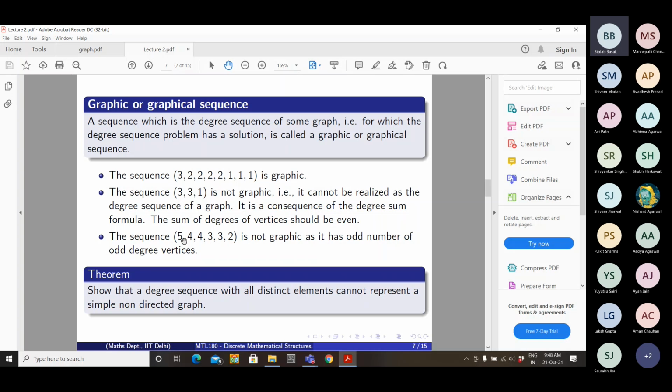Yes. So let's move to the next degree sequence, 5, 4, 4, 3, 3, 2. Can you please tell me whether it is a graphic sequence or not? What about this one?